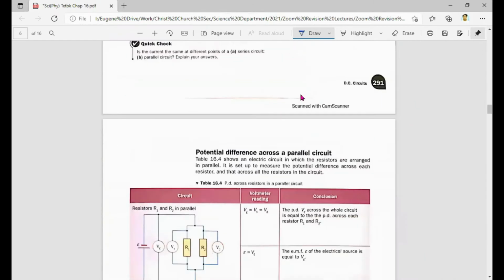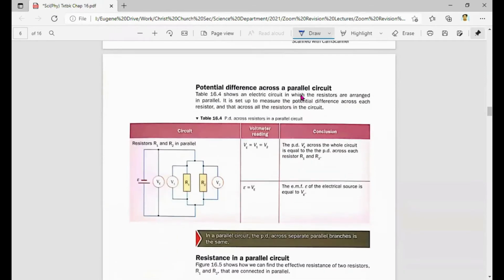Okay? Next one, potential difference across a parallel circuit. So 16.4 shows an electric circuit in which the resistors are arranged in parallel, so R1, R2. They set out to measure the potential difference across each resistor and across all the resistors in the component. So I want to first draw this out. This is actually the main path that the current will flow, this red color path. This is to make you very clear on how the main circuit actually is.